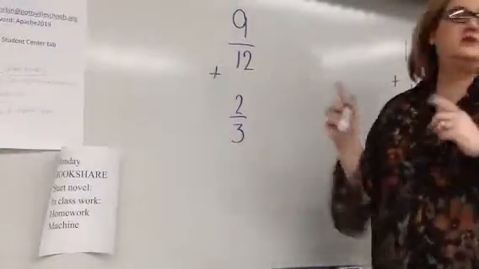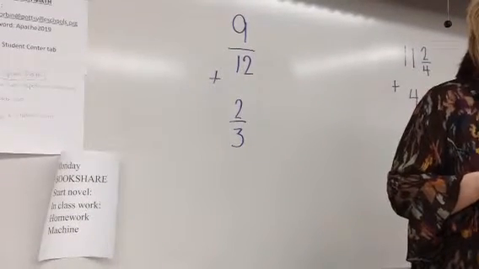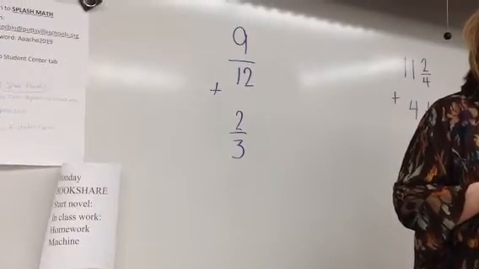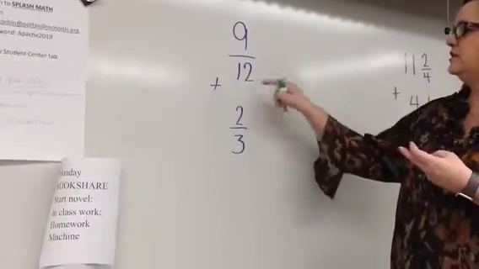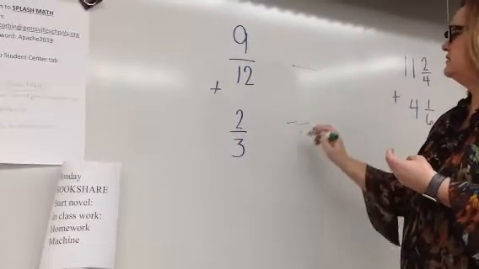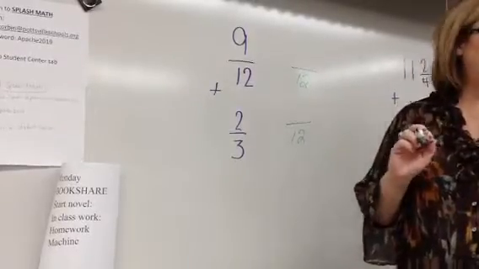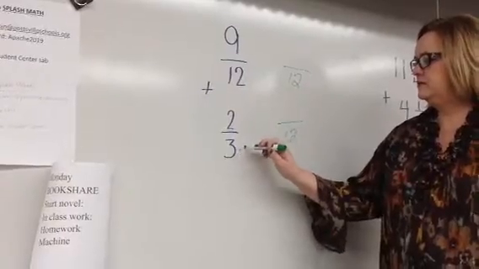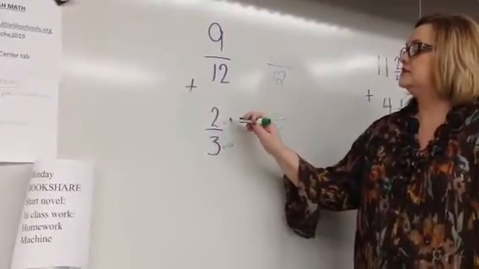The first thing you have to do when you add and subtract fractions is find a common denominator. That means you're looking for your least common multiple. And in this case, 3 will go into 12, so 12 is going to be my least common multiple. From 3 to 12, I would have to multiply by 4. What I do to the bottom, I do to the top.